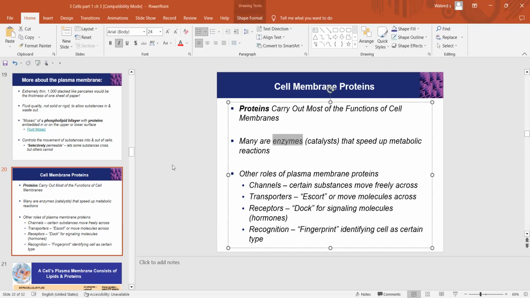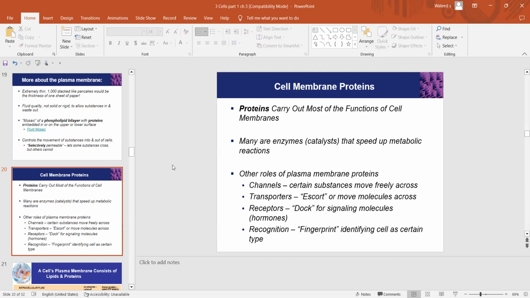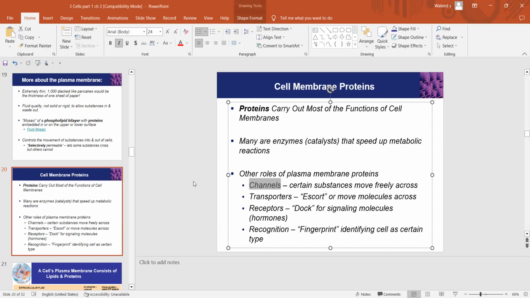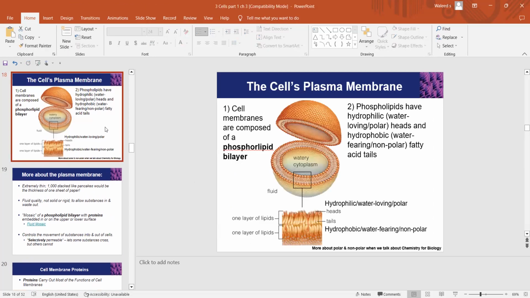Number one, enzymes are proteins, which are catalysts speeding up the metabolic reactions. Other proteins are channels. Things can move in and out, like water channels. Water can move in and out. Can water move in and out through the phospholipid? No, it cannot. Why? Because look at this bag. You already know what's inside here, the tails. The tails are fat. If the water is coming here, it will interact with the phosphate part, which is good, but it cannot cross.